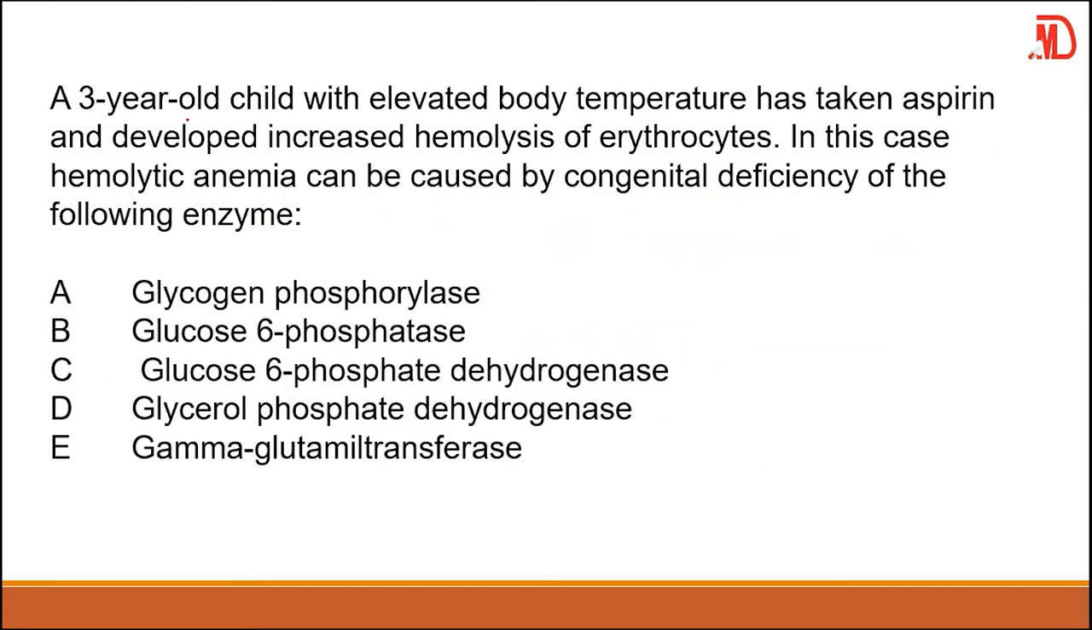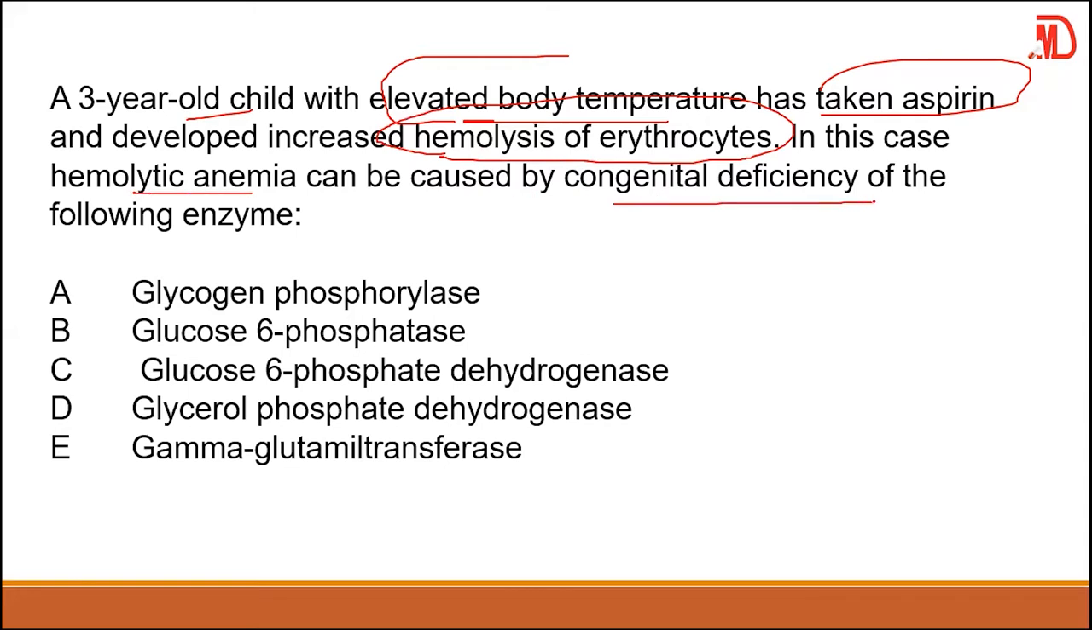So we have a three-year-old child with elevated body temperature, and the person took aspirin because of the temperature. The child developed increased hemolysis of the erythrocytes. That means there is breakdown of red blood cells. Now, in this case, hemolytic anemia can be caused by congenital deficiency of the following enzyme. So right now, we are looking at the reasons for the breakdown of erythrocytes for which we are having hemolytic anemia.